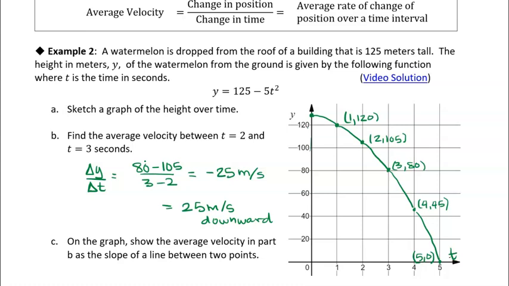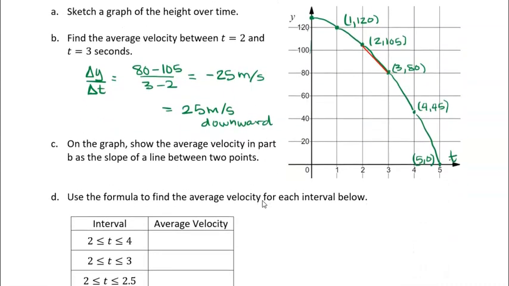All right, on the graph, show the average velocity in part A as the slope of a line between 2 points. My hand isn't quite steady enough to do that freehand, so I've drawn a little red line segment in here. The slope of that line segment would be the average velocity between those 2 points.